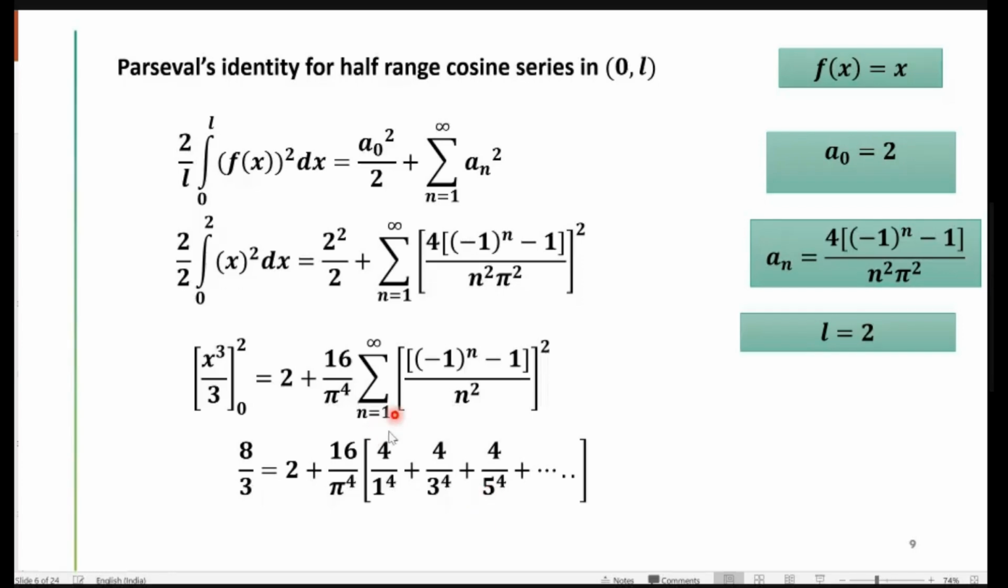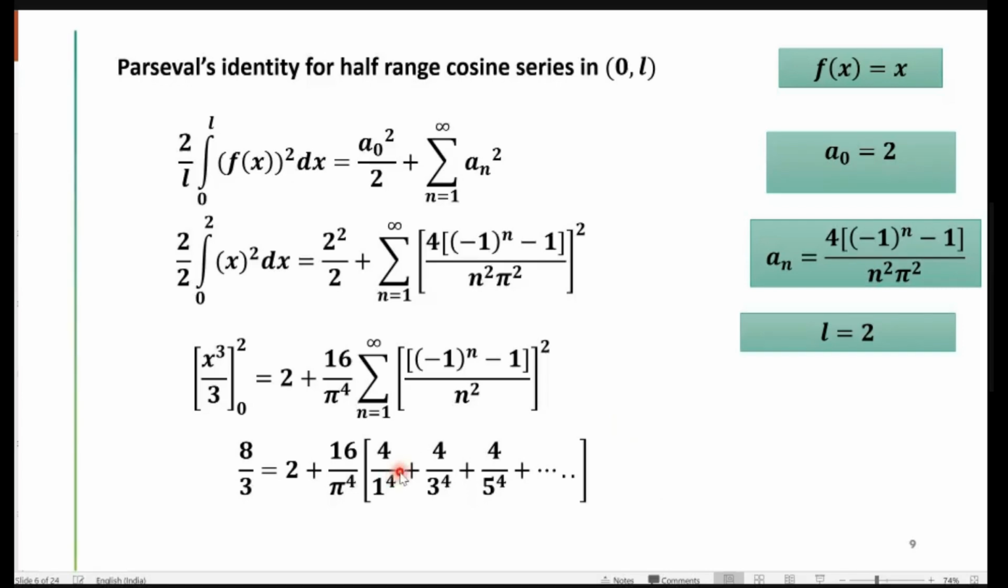Again जब n को 3 पुट किया तो we will get -1 minus 1, that is again -2 the whole square, which is again 4. So 4 upon 3 raised to 4. So when we put n is equal to the even terms, the values are 0 because -1 raised to n minus 1 is equal to 0 when n is even. तो हमारा आता है 4 upon 1 raised to 4, 4 upon 3 raised to 4, and 4 upon 5. Clear this part? How did we get this series?